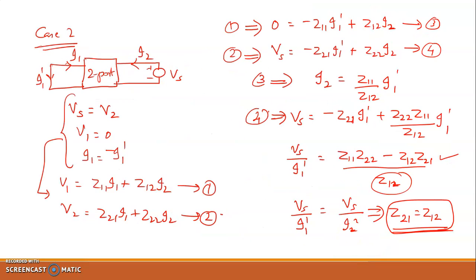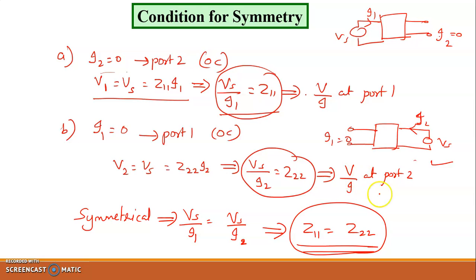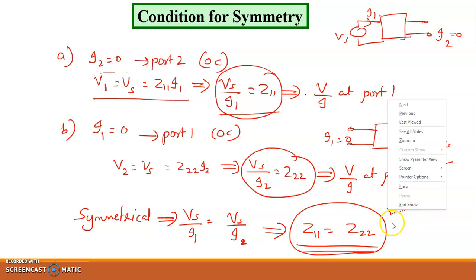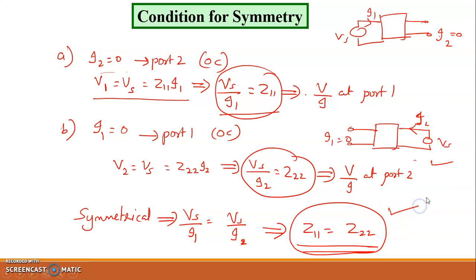Okay, so the condition for reciprocity is Z12 is equal to Z21, and the condition for symmetry is Z11 is equal to Z22. So these are the conditions of symmetry and reciprocity in terms of Z parameters.